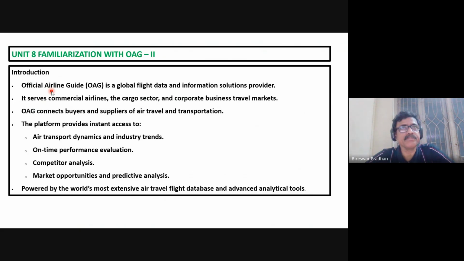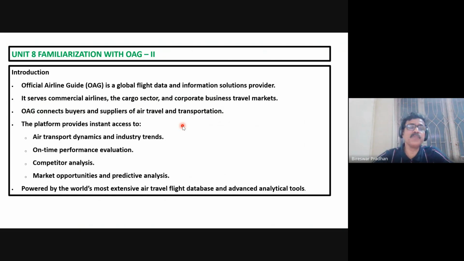and what is the benefit of that OAG? It is a global flight data and information solution provider. It serves the commercial airline, cargo sector, and corporate business travel markets. OAG connects buyers and suppliers of air travel and transportation. So OAG is not only important for transportation, it also helps business.